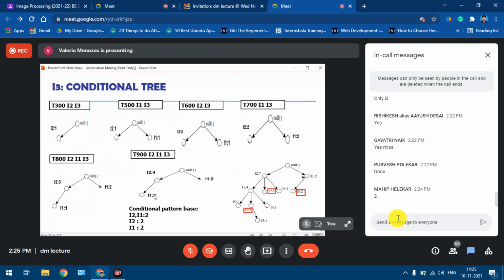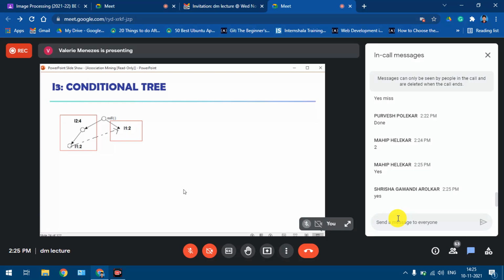Now, listen very carefully to what I'm telling you all. Over here, students, do we retain both the branches of the conditional FP tree? This is a conditional FP tree. Do we retain both the branches? Fine. So here we will retain both the branches.